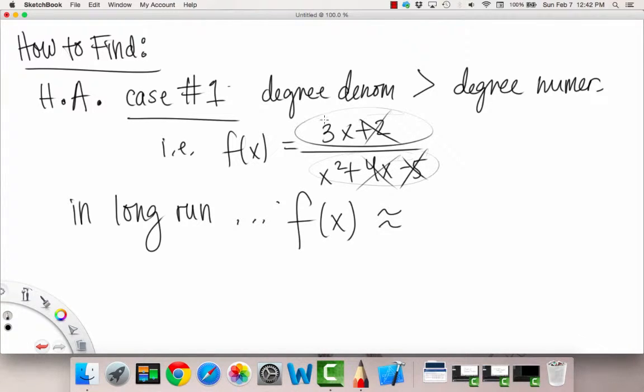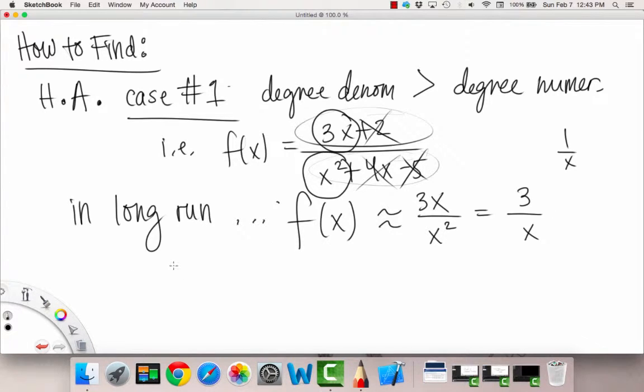You know how for any given polynomial, the long run behavior is determined by the leading term, right? The leading term on top is this 3x, and the leading term on the bottom is this x squared. So f of x is overall going to look like this in the long run. We can cancel out an x on top and bottom, so we get 3 over x. In the long run, this behaves like our 1 over x graph, so this is going to go to 0 in the long run, okay?